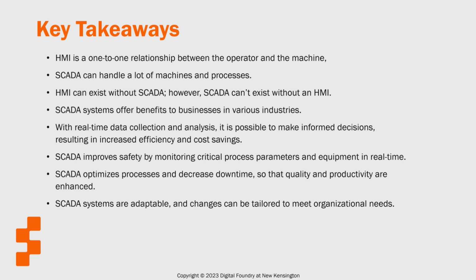HMI is a one-to-one relationship between the operator and the machine, so it may be a local system. A SCADA can handle a lot of machines and processes and may be remote. SCADA's remote monitoring and control capability enables efficient centralized process control. It's possible to use HMI with SCADA, as HMI provides a graphical interface to control and monitor machines, while SCADA is designed to provide a more comprehensive monitoring solution over larger networks of connected machines.